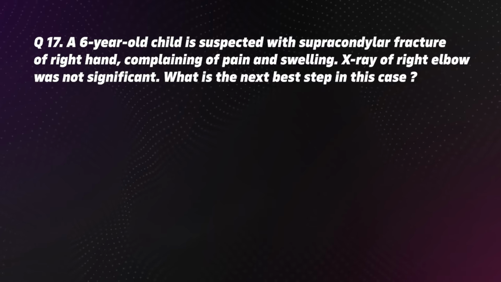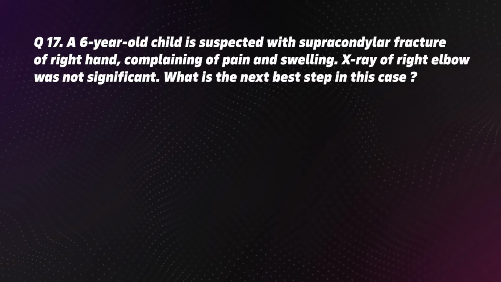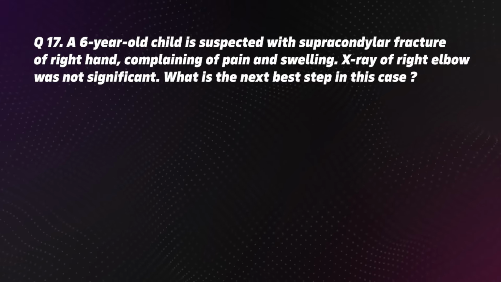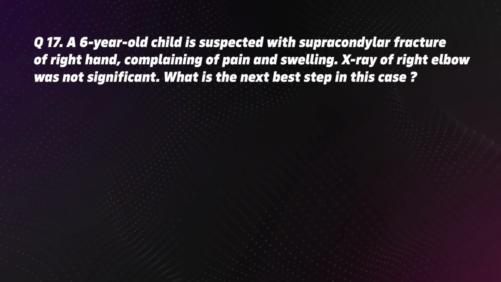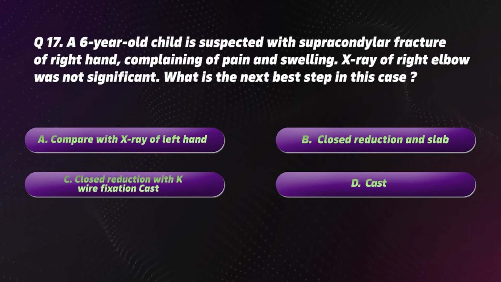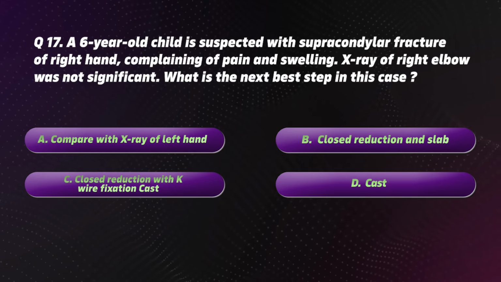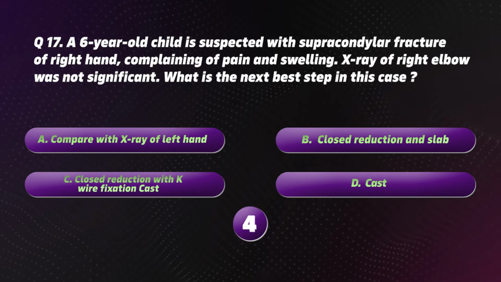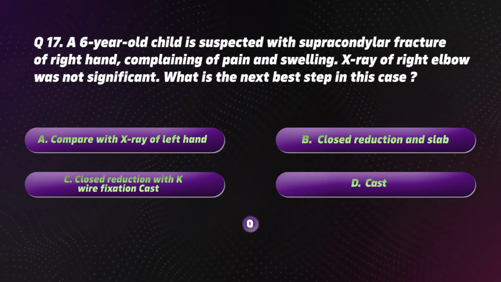Question 17. A 6-year-old child is suspected of having a supracondylar fracture of the right hand, complaining of pain and swelling. X-ray of the right elbow was not significant. What is the next best step in this case? Here are the options. A. Compare with X-ray of left hand. B. Closed reduction and slab. C. Closed reduction with K-wire fixation and cast. D. Cast. And the correct answer is B.